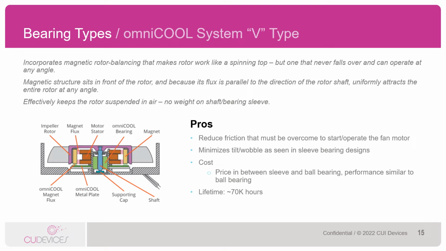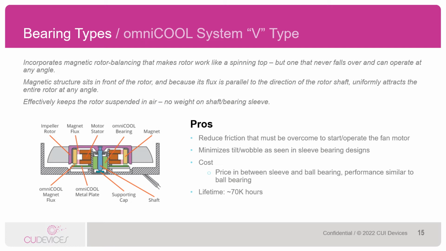This bearing incorporates magnetic rotor balancing that makes the rotor work like a spinning top, but one that never falls over and can operate at any angle. The magnetic structure sits in front of the rotor, and because its flux is in parallel to the direction of the rotor shaft, it uniformly attracts the entire rotor at any angle. This effectively keeps the rotor suspended in air. That is, there is no weight on the shaft or the bearing sleeve.